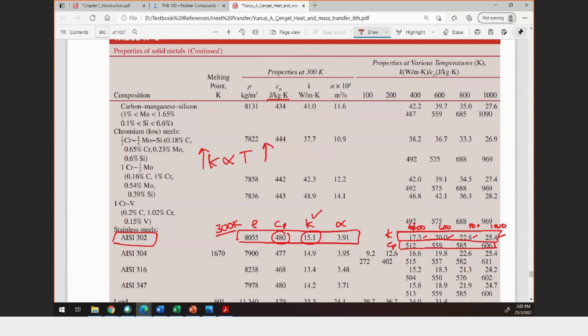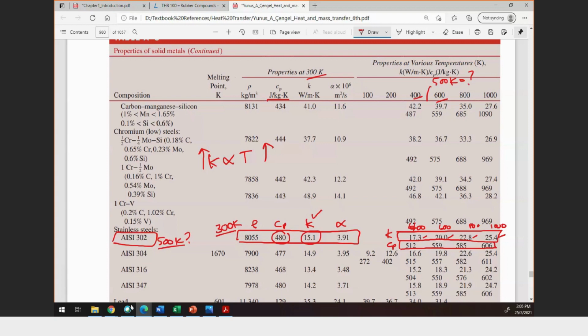So the reason I want to show you this is, for example, you want to analyze stainless steel at 500 Kelvin. The problem asks you to calculate the thermal conductivity at 500 Kelvin. You only have 300 Kelvin, you have 400, you have 600. So 500 is somewhere in between. So how to do this? Interpolation, same as in thermodynamics.